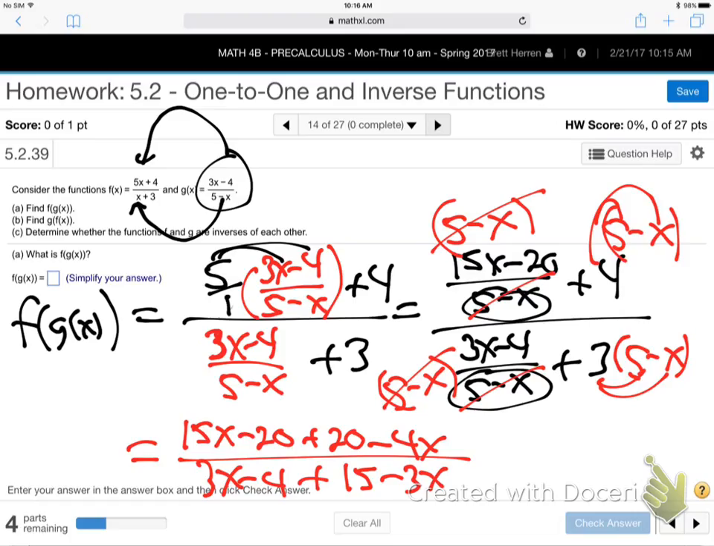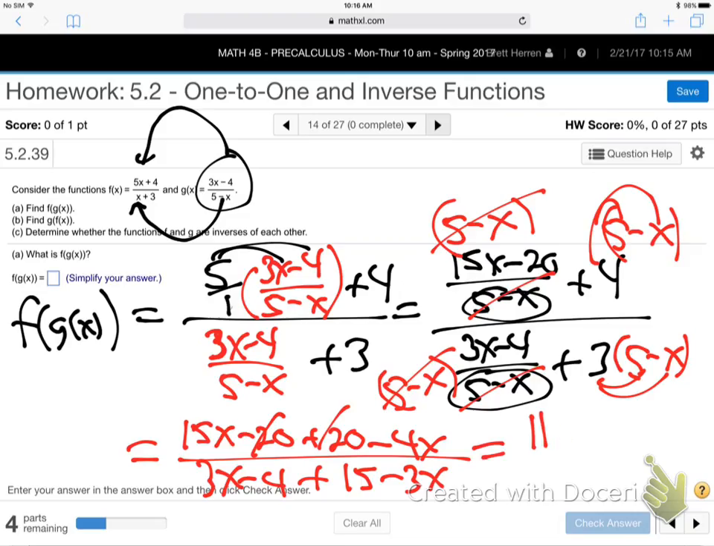See how I got all that? Everybody good with what happened? So these canceled. Here's the 15x minus 20. Good. And then I multiplied the 4 to both those: 20 minus 4x. On the bottom, the 5 minus x is canceled. That was the whole reason we did it. Bring down the 3x minus 4. And here the 3 multiplies both those, 15 minus 3x. Good so far. And then these cancel.